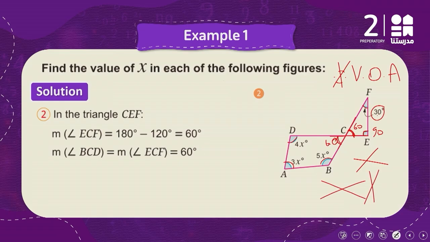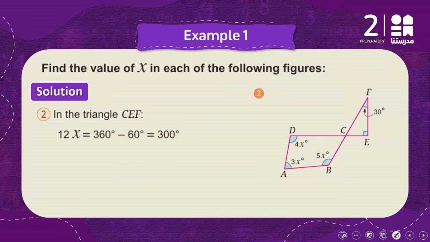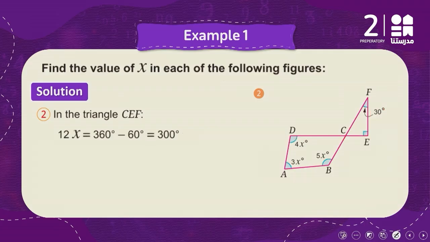Now the sum of all angles inside the quadrilateral is 360. Now we have 4x plus 3x plus 5x plus 60. If you add all of the terms including x, they are 12x. Now we have 12x plus 60 equal to 360. Let's subtract 60 from both sides. This 12x will be 300. Let's divide by 12 for both sides. It will be 25. This is the value of x.